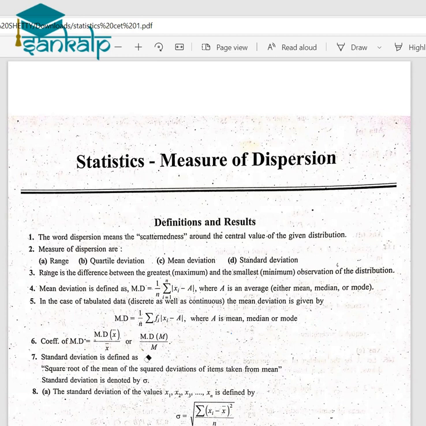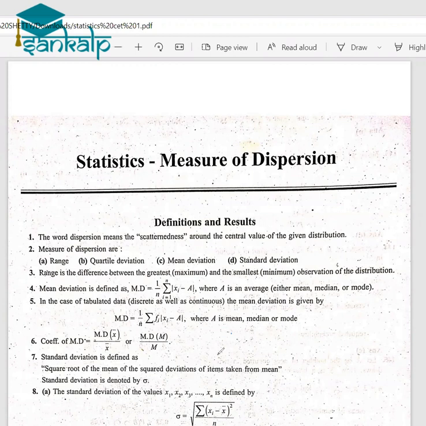Next concept over here is standard deviation. So we have understood what is mean deviation. The next point we need to understand is standard deviation. Standard deviation is defined as the square root of the mean of the squared deviation of the items taken from mean. Standard deviation is denoted by sigma.